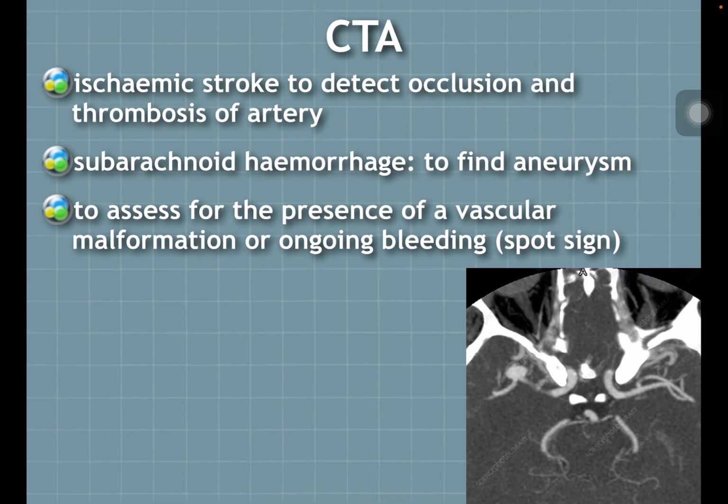So next, CT angiogram. With CT angiogram, we would like to detect or confirm abnormalities within the blood vessels in the brain. For example, in case of ischemic stroke, to detect occlusion and thrombosis of an artery. In case of subarachnoid hemorrhage, to look for aneurysm and to assess for the presence of vascular malformation or ongoing bleeding. So CTA will opacify the intracranial arteries.